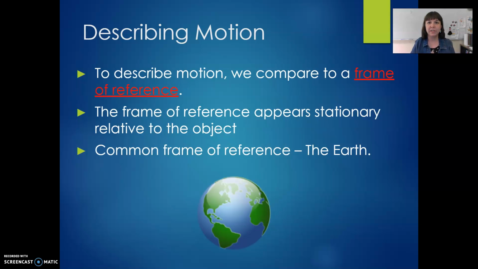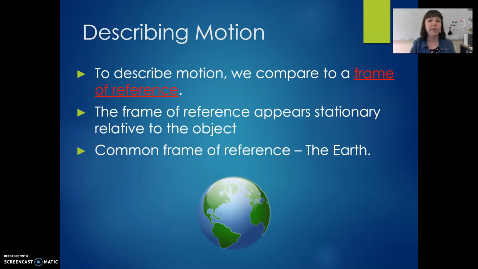Is your frame of reference the blood that's coursing through your veins? Is it the International Space Station or the Earth or the sun? Your frame of reference will tell a lot about how you're moving relative to that position. So a frame of reference is anything that we can use to compare motion.